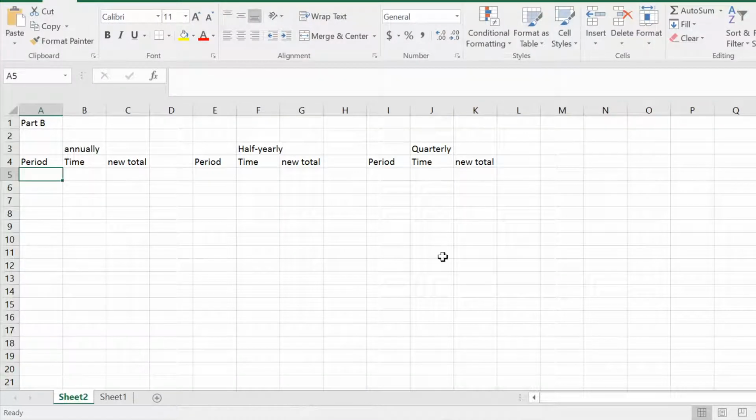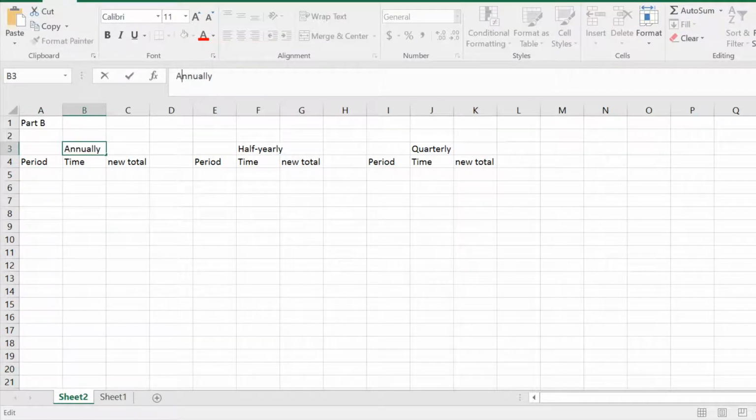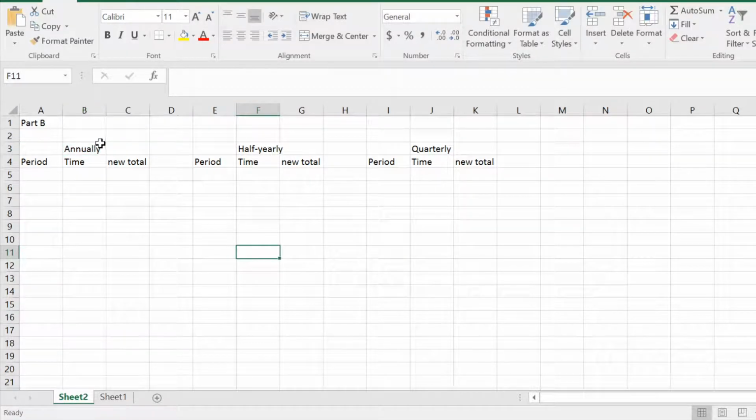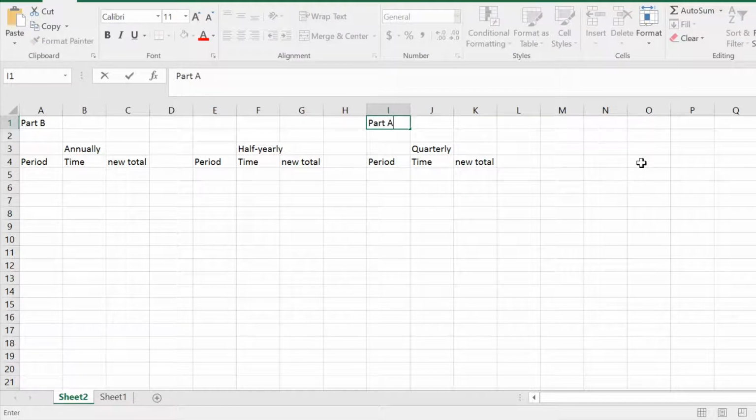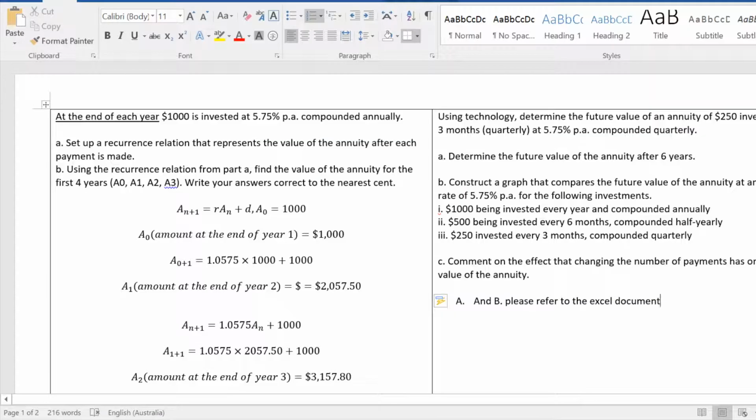So, what I've gone ahead of time and done is set up this part. Now, I've got a quarterly, a half yearly, and an annually. Okay, this is for part B, and technically this will also be part A over here. Bit of an abstract order to do it, but it'll all work out. Now, going back here, okay, we've got determine the future value of the annuity after 6 years.